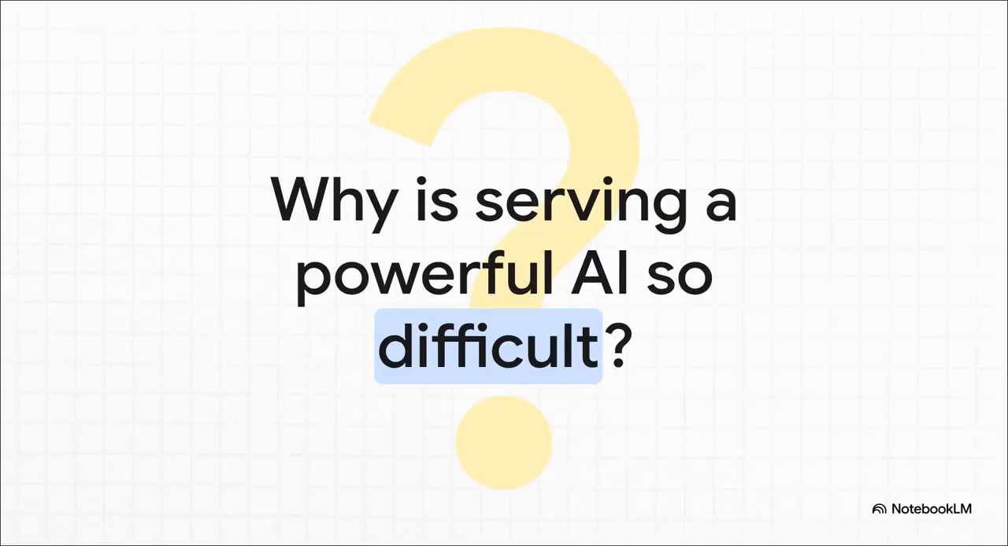So picture this. You've spent all this time and money training a phenomenal AI model. It's ready to go, but then you try to put it into production and you just hit a brick wall. It's way, way harder than it looks. So what's the deal? Why is this so difficult?